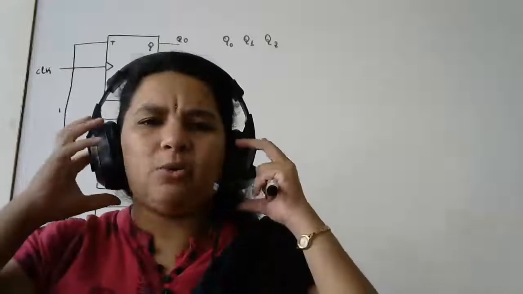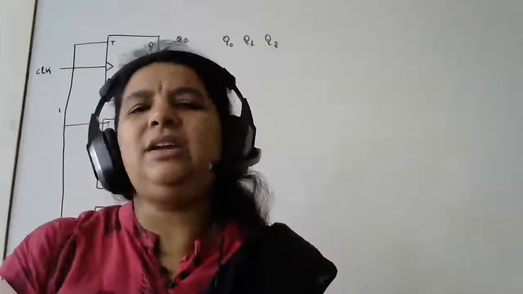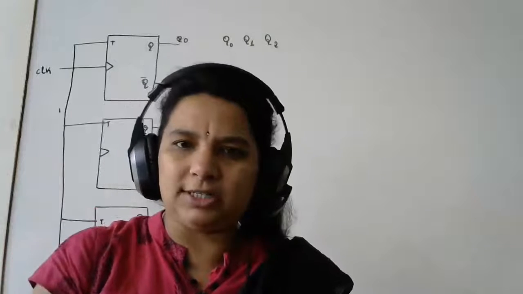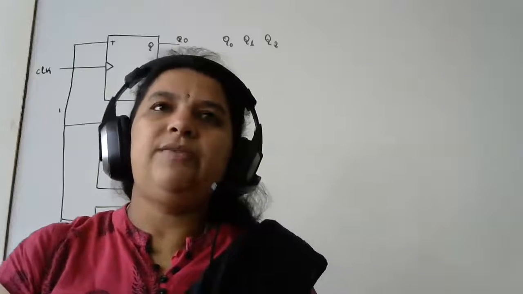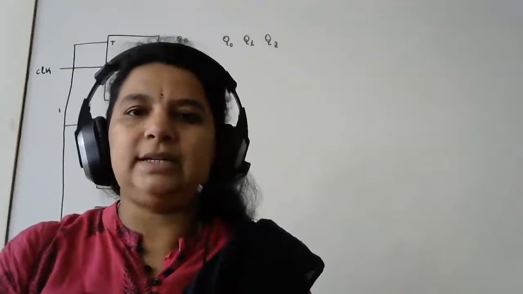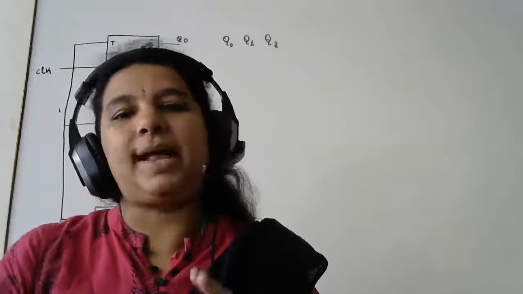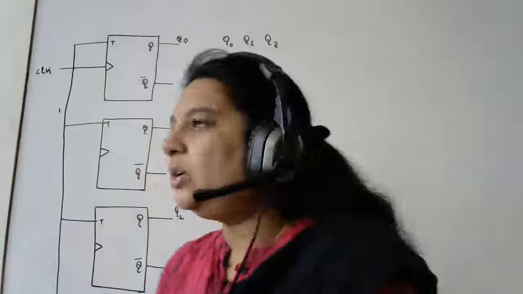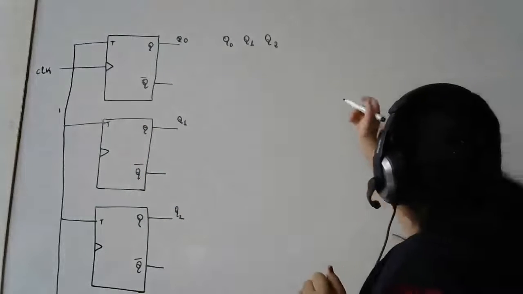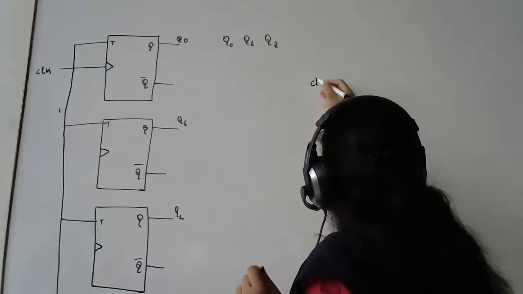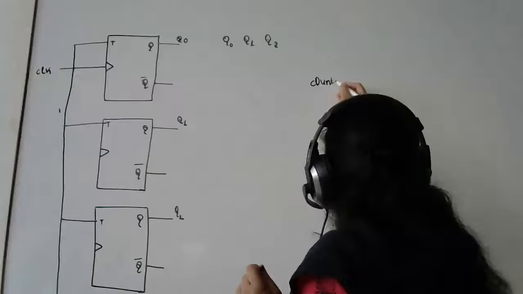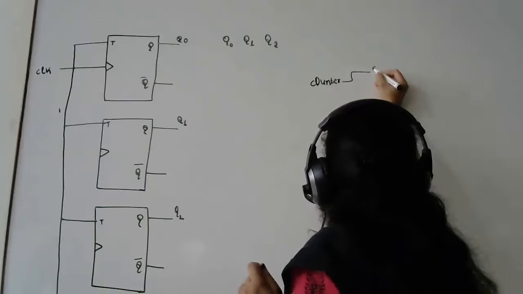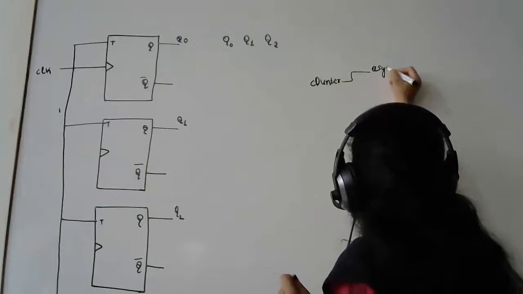Okay, what do you mean by counter in general? The entity which is designed to count something, I call it a counter, right? So now, if I look into a counter, basically my counter can be classified into two classes. Okay, so which are those two classes of counter? My counters can be classified into asynchronous counters.